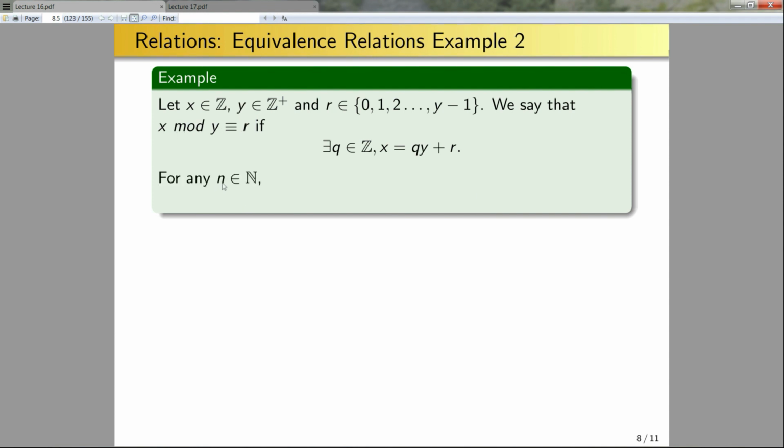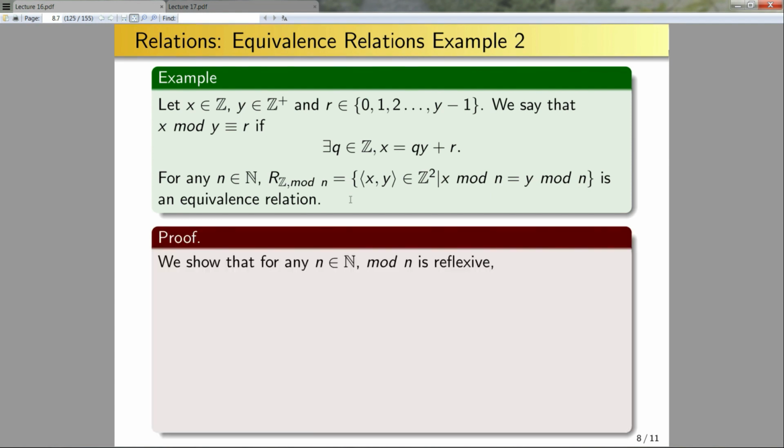So for any n in Z plus, the relation Z mod n will be equal to this relation here. Explicitly, the pairs of integers x, y such that x mod n is equal to y mod n. Here, x mod n is going to be some number between 0 and n minus 1. By this equals, I'm using the equals in Z, and not the equals here. This relation is an equivalence relation. So let's prove this real quick.